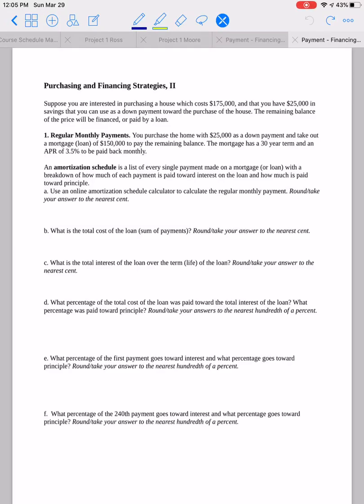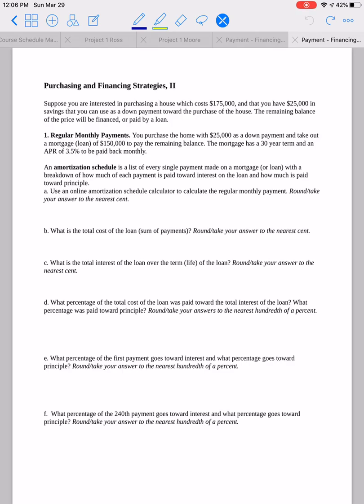Okay, so this worksheet is going to introduce simple uses of amortization schedules and some advanced uses of amortization schedules. We use an online amortization schedule calculator ultimately. But let's have a look at this problem. This will be useful for project 2 in determining some of the payment strategies in that project.